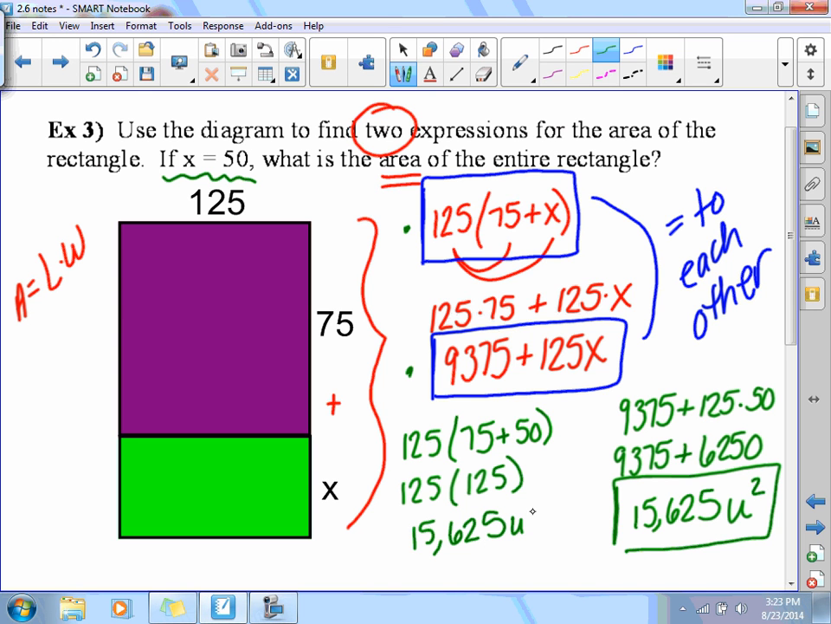So whichever way you decide to do the problem, if you simplify using the first expression or if you simplify using the second expression, you'll get the same answer. And that's the beauty of math, is that you can do one problem two different ways and you can get the exact same answer. So if it makes more sense for you to write it and simplify it with the parentheses, do that. If it makes more sense to distribute and then substitute, you can do that too.